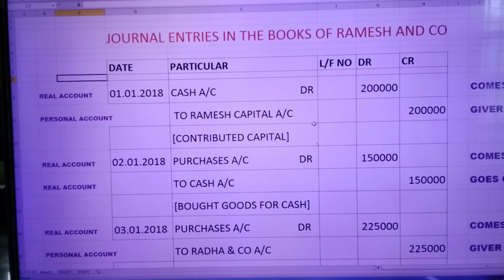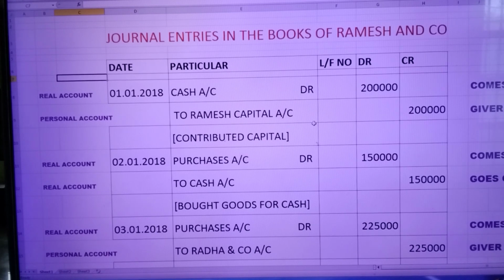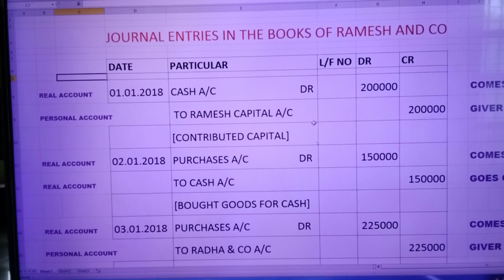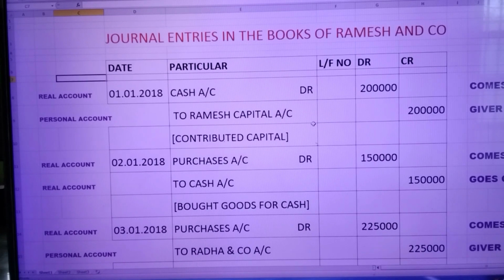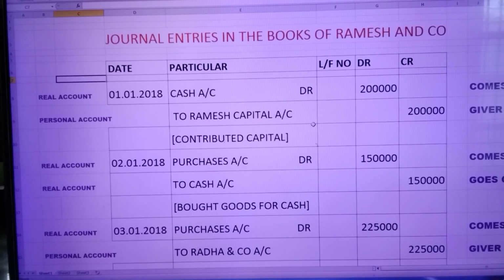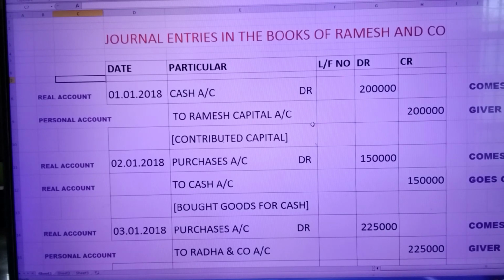Okay, next one is purchase goods for cash. What is the meaning of purchase goods for cash? Whenever they say purchase goods for cash, no doubt this transaction is called a cash transaction. There are two types of transactions: one is credit transaction and another one is cash transaction. Since the goods are purchased for cash, no doubt it is considered a cash transaction. At the same time, what is the meaning of purchased goods?